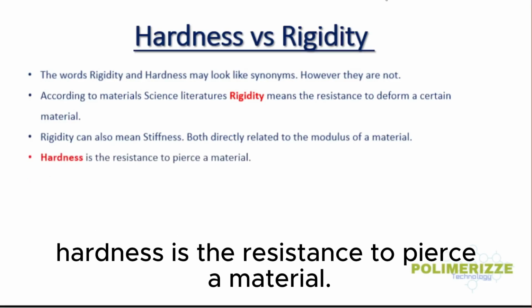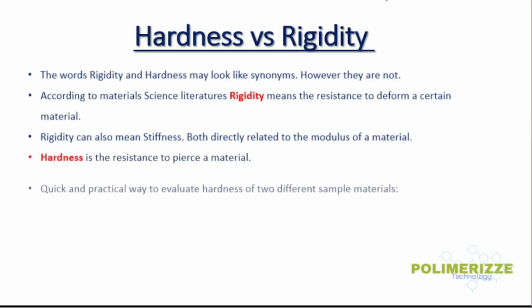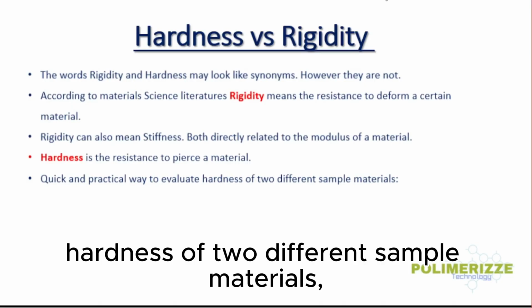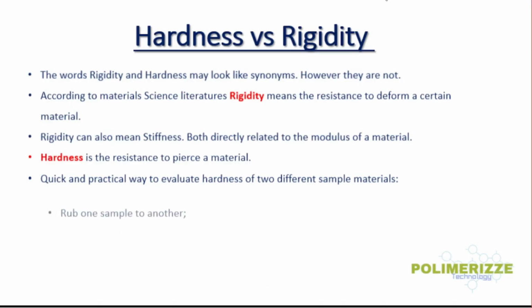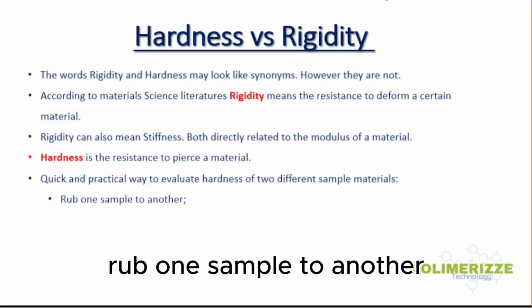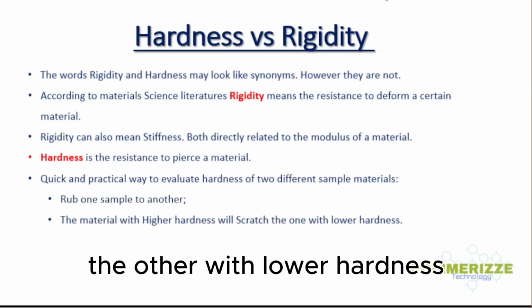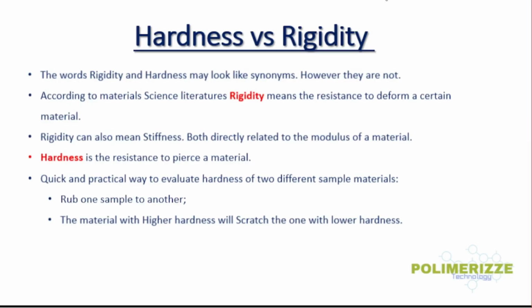Hardness is the resistance to pierce a material. A quick and practical way to evaluate the hardness of two different sample materials, you can do it right away: rub one sample against the other. The material with higher hardness will scratch the other with lower hardness.